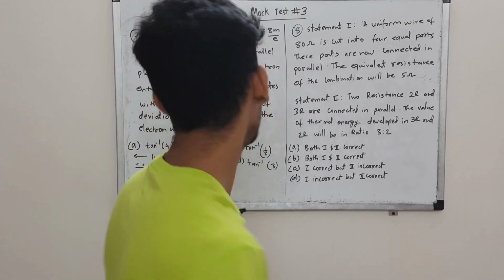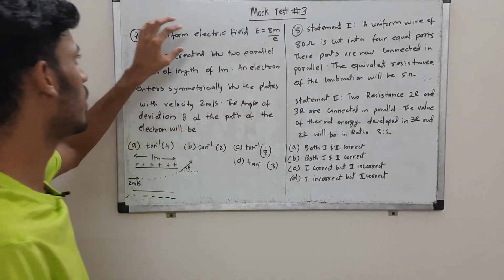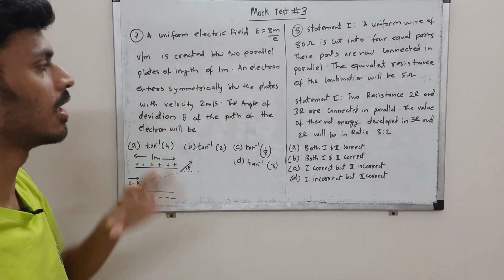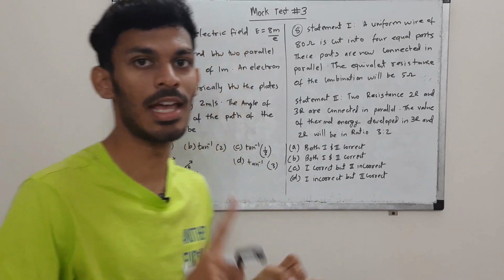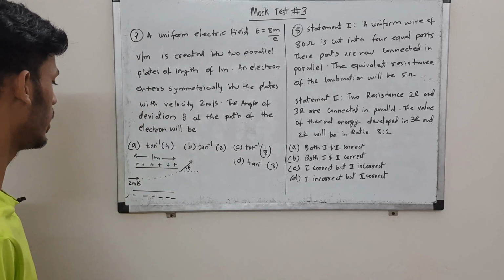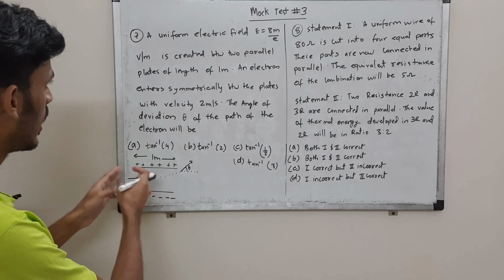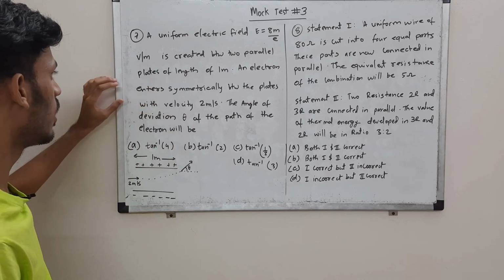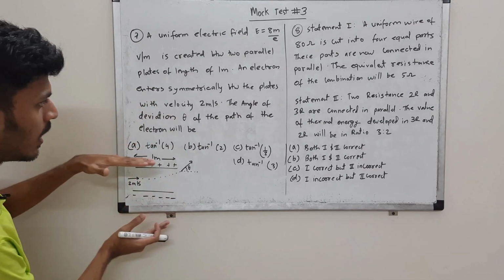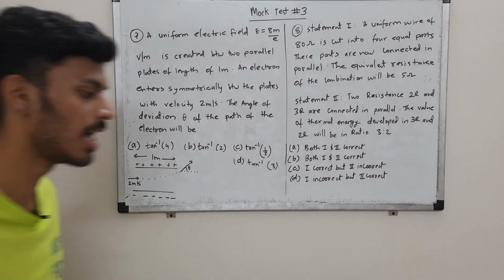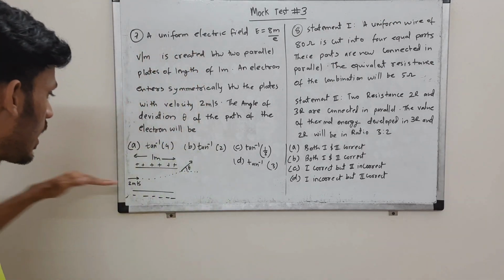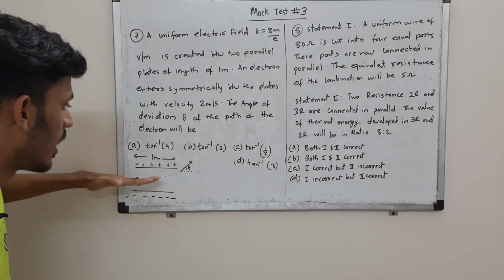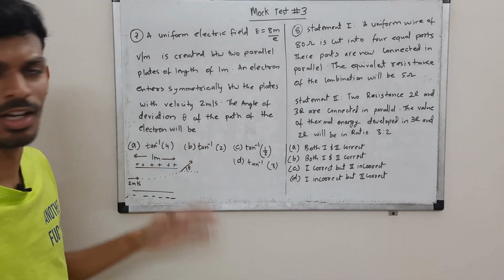Question 7 and 8 over here. In question 7 we have a uniform electric field given by this. M and E respectively stand for the mass and the electronic charge on an electron. So here the length of the plate as shown is 1 meter. An electron enters symmetrically between the plates, and it initially has a velocity of 2 meters per second. Now after its journey it will be deflected, it will be attracted towards the positive plate due to the force on it.